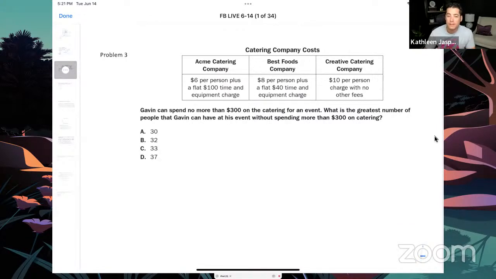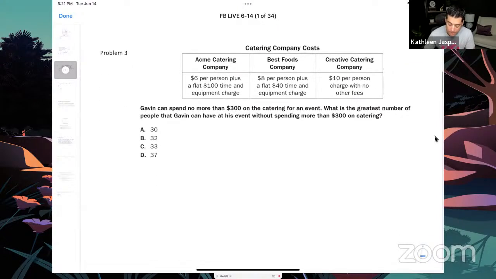Problem 3, got a chart. Says Gavin can spend no more than $300 on the catering for an event. What is the greatest number of people that Gavin can have at his event without spending more than $300 on catering? So they're giving us three different options, and we've got $300. What is the most we can get out of our $300 is basically what this question is saying. So right away, just go through and figure out each one. There's really no shortcut here. You've got to do the work, but you have to understand each scenario.